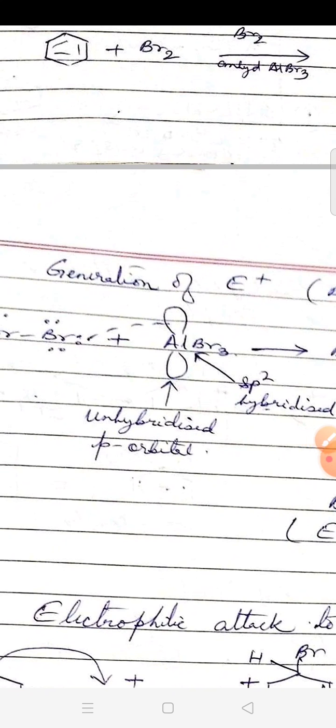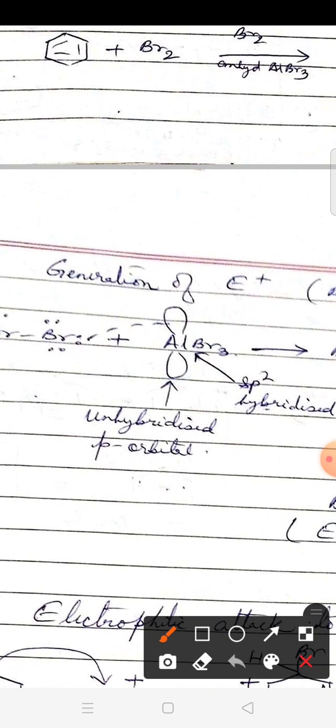So one of the p orbitals, as you know, p orbitals are 3 in number, the third p orbital which has not taken part in hybridization remains perpendicular to the plane of AlBr3. Now aluminium's octet is not complete, as you can see there are only 3 bromines around it. So it has a tendency to complete its octet. As a result, this Br tries to give its electron to this empty p orbital.